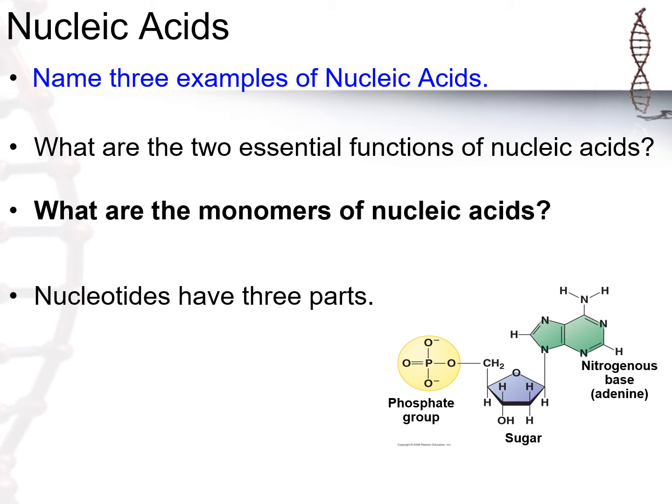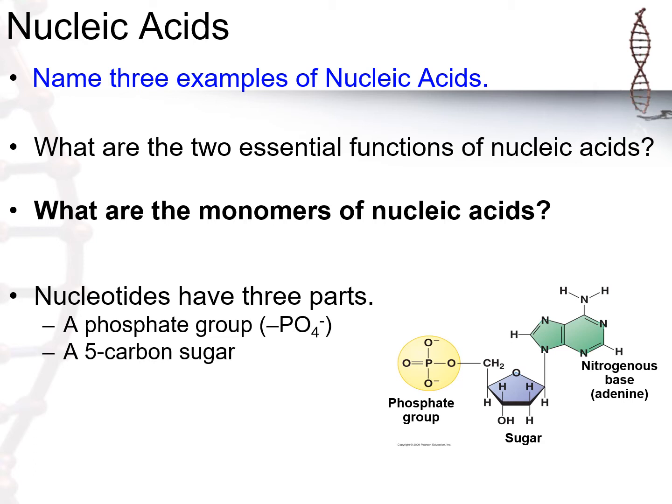Nucleotides are made up of a phosphate group. That's one of our functional groups, so now hopefully you're starting to recognize it. Remember that it has a negative charge and it makes something polar. It also has a sugar, a monosaccharide included here. It's a 5-carbon monosaccharide. If it's DNA, it's deoxyribose. If it's RNA, it's ribose.